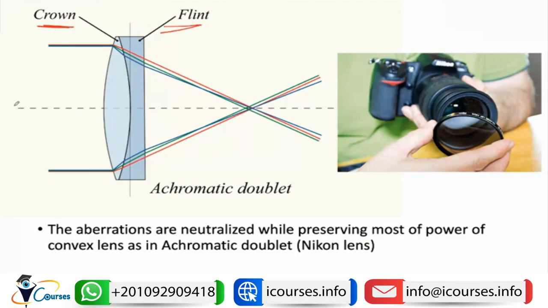This is what's called an achromatic doublet. And by this doublet, the aberrations are neutralized while we are preserving most of the power of the convex lens, as in the case of Nikon lenses.